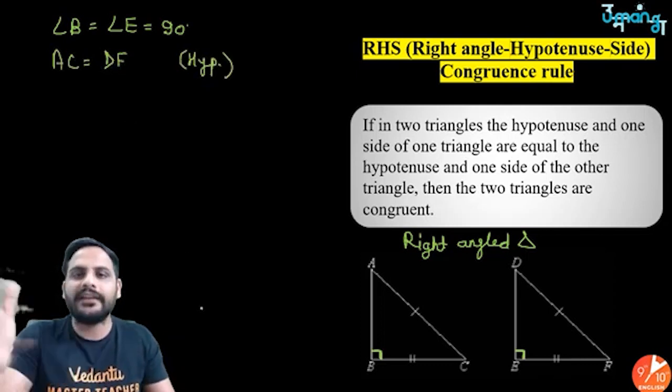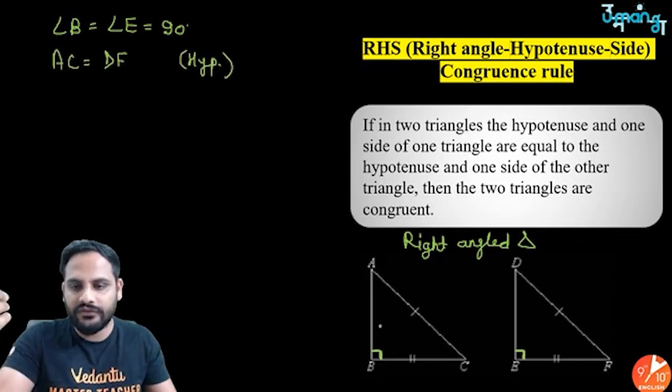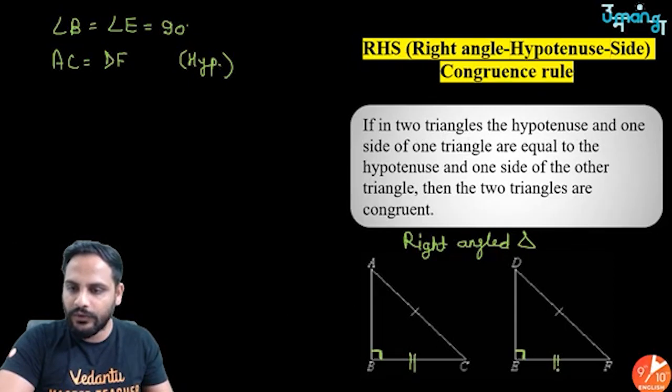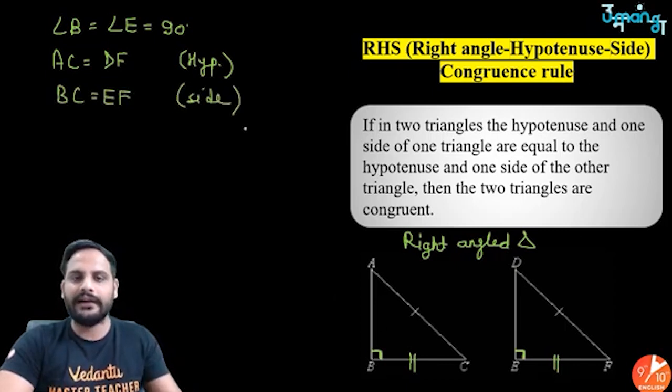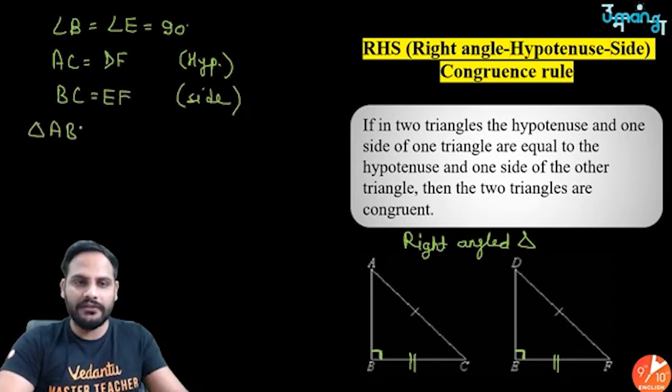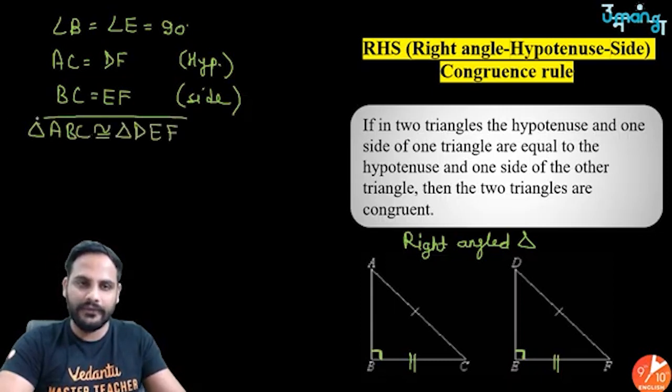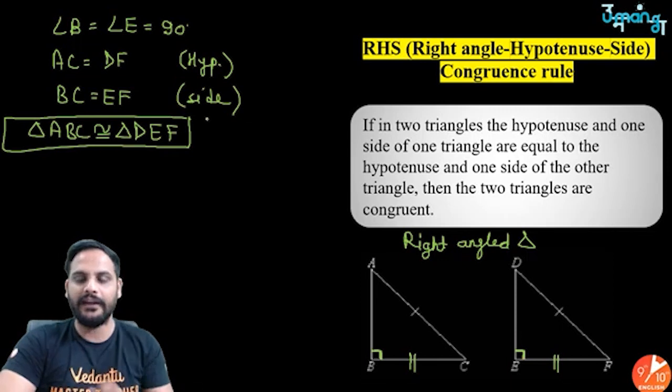And then any other side, any out of these two, any side should be equal to the other side of the triangle. So here we have been given that BC is equal to EF. So this is the other side, BC is equal to EF, that is your side. So this is called the right angle hypotenuse side rule, and I can say by this that triangle ABC is congruent to triangle DEF. Right? This is by RHS rule.